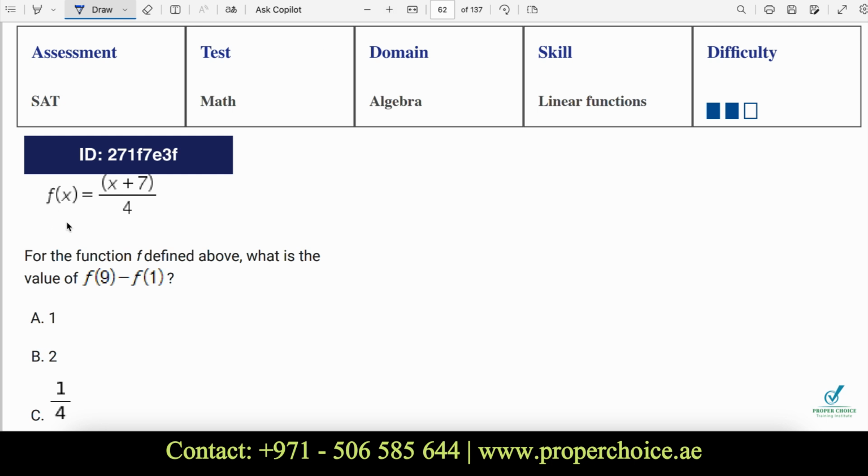The next question says f(x) equals (x plus 7) by 4 for the function f defined above. What is the value of f(9) minus f(1)? What are we supposed to do? Simply substitute x as 9 and check what answer you get. So when you are replacing x with 9, what would be the answer? That is going to be (9 plus 7) by 4. What are you going to get? So 9 plus 7 is 16, by 4, which gives me 4.